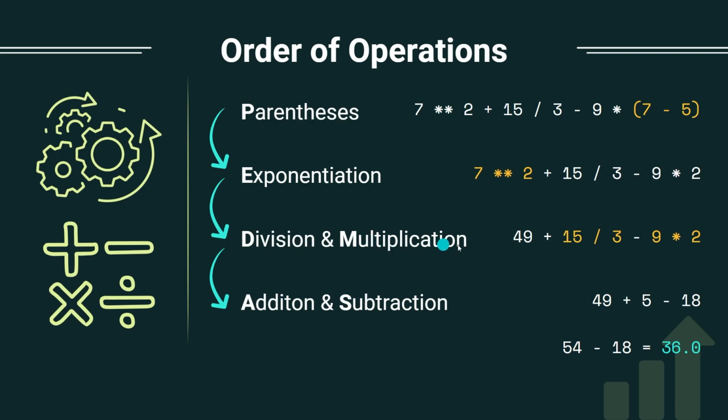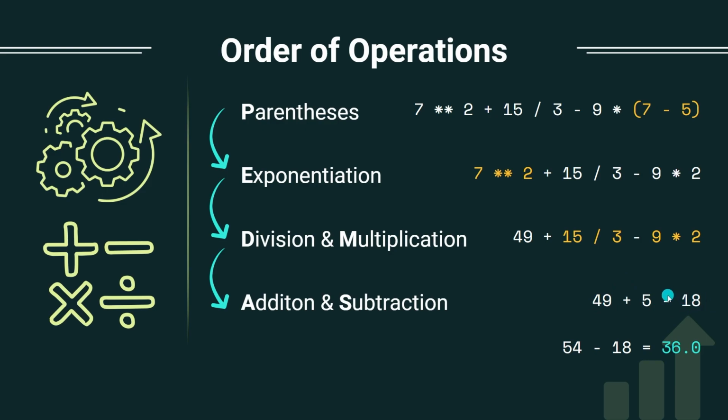But here is a slightly different thing. Division and multiplication have the same order. We cannot say that division happens first and then multiplication. So in this particular expression, we can't say that 15 divided by 3 happens first and then 9 times 2 happens. No. In case of addition and subtraction also, they are given the same order. Take this line, 49 plus 15 divided by 3 minus 9 star 2. So the result would be 49 plus 5 minus 18.